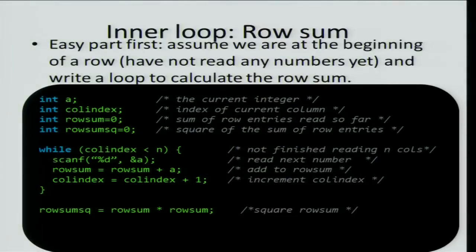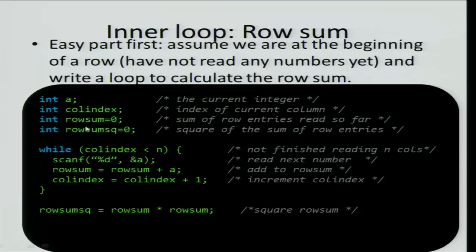This is the loop so that for a given row you sum up all the numbers in that row. Now, let us assume that we are at the beginning of a row and we have not read any numbers yet. Okay. Now, what we have to do is to start reading the numbers. So, we write a while loop.